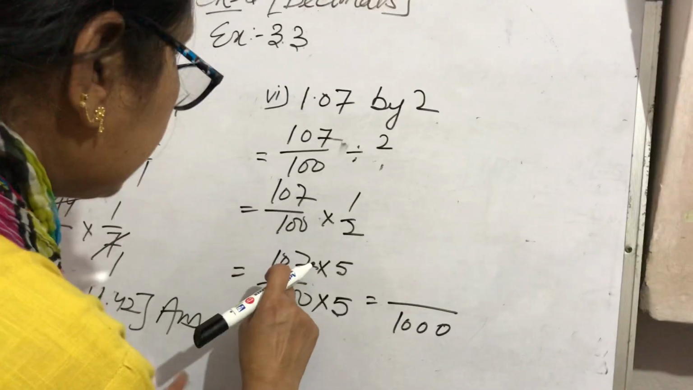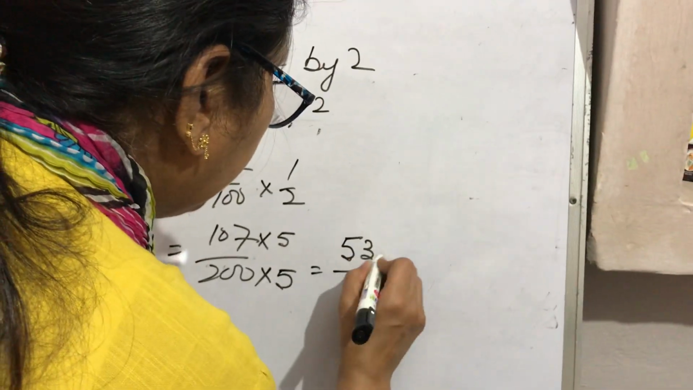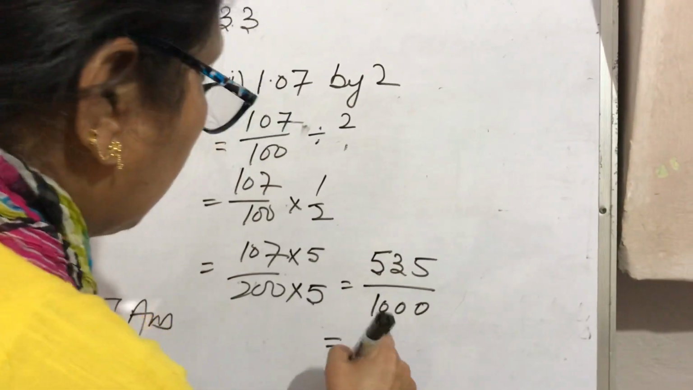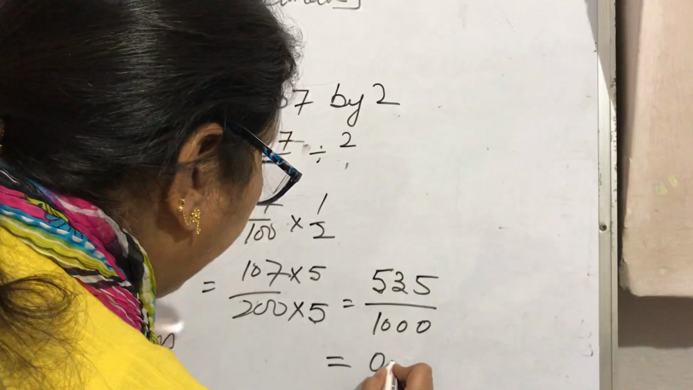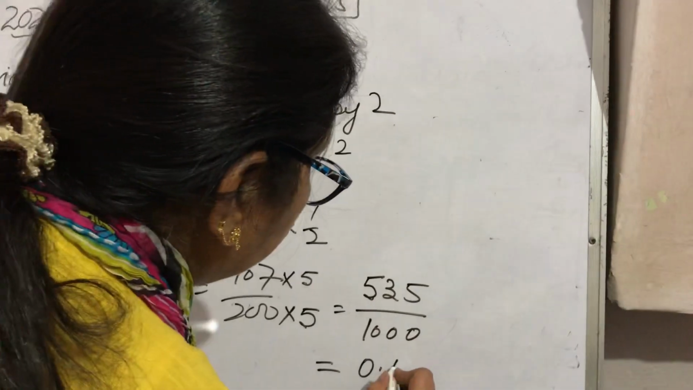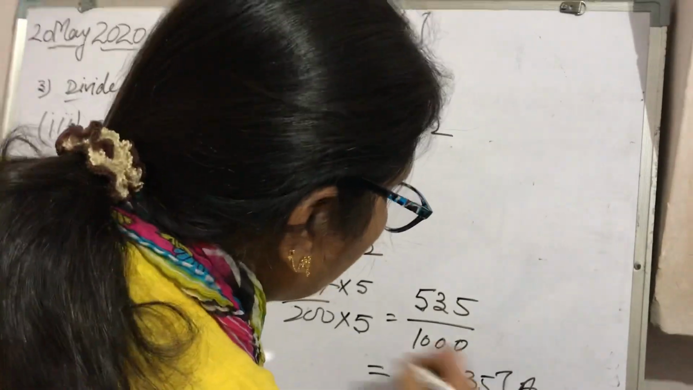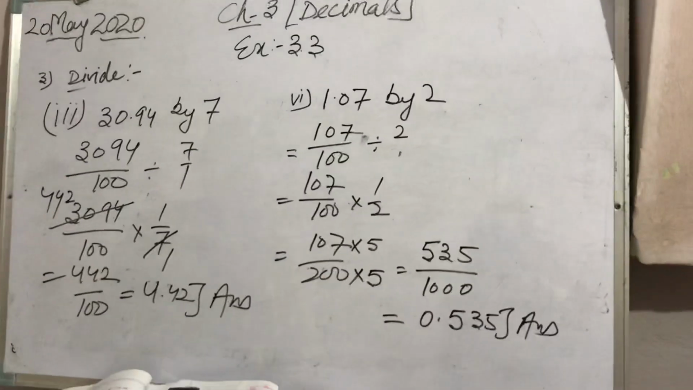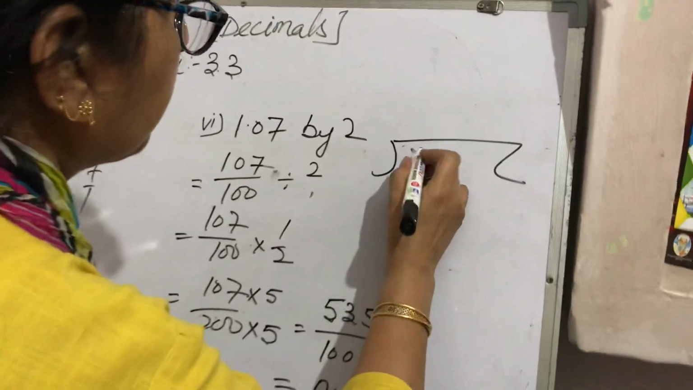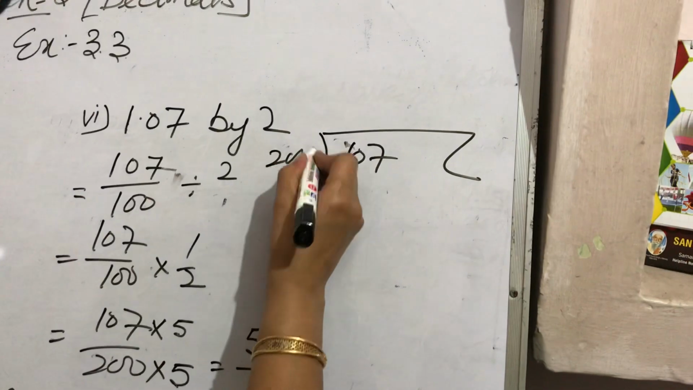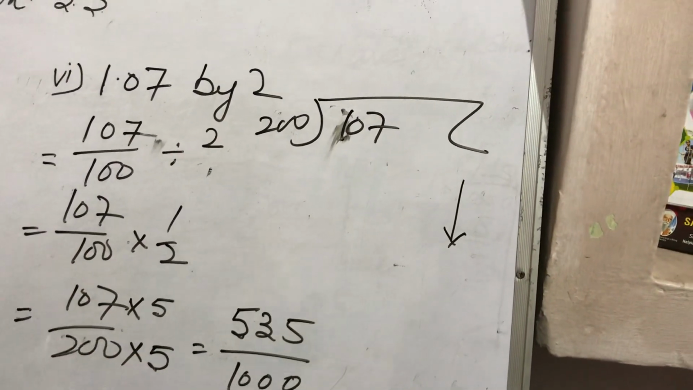Again we multiply the numerator also by 5. 200 multiplied by 5 is 1000. Again 107 multiplied by 5 will be 535. So 1000, there are 3 zeros. We should have 3 digits in the decimal part. 0.535. This method you can opt, or you can divide it in this way, 107 by 200, it is your wish. So you can continue with any method.